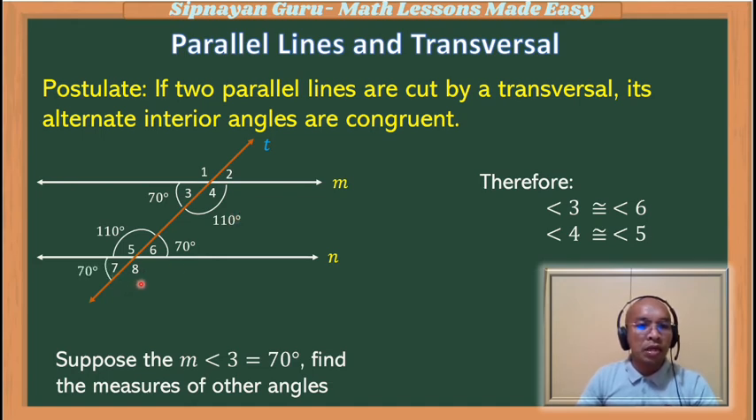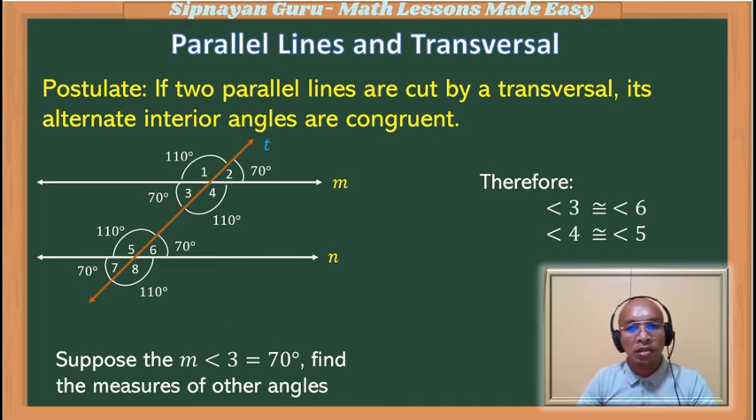Now, angle 7 is 70 degrees. As you can see, these two angles, 5 and 7, are also a linear pair. Angle 1 is also 110 degrees. Now, angle 8 is 110 degrees. Then, angle 2 is 70 degrees. Now, out of this proof, we can have several theorems concerning this group of angles.